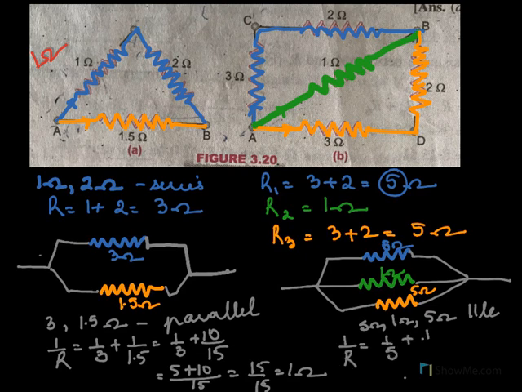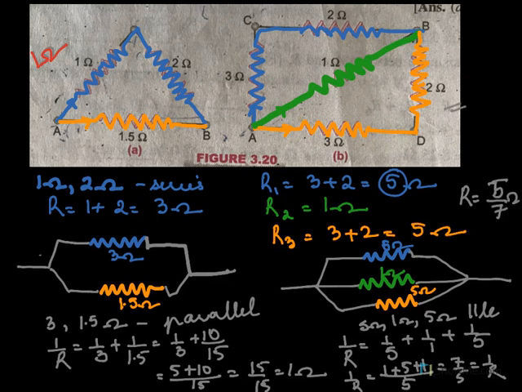So the total resistance will be 1 by R equal to 1 by 5 plus 1 by 1 plus 1 by 5. If we take the LCM, it will be 5. So this will be 1 plus 5 plus 1, and that is 7 by 5. That is 1 by R. So R will be 5 by 7 ohms. So the resultant of this is 5 by 7 ohms.